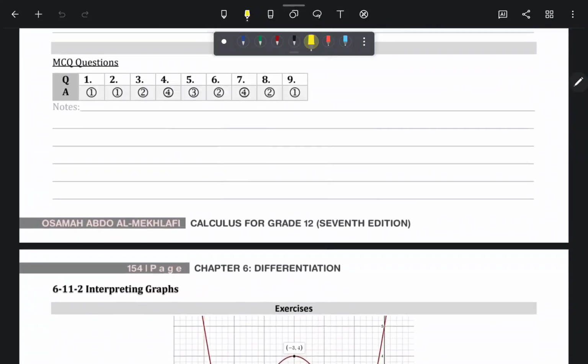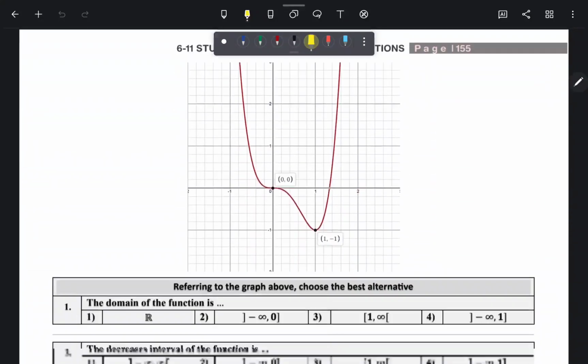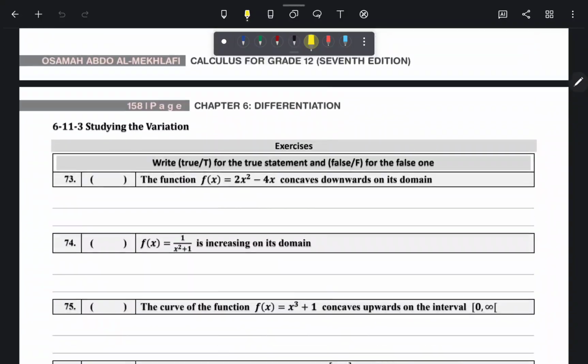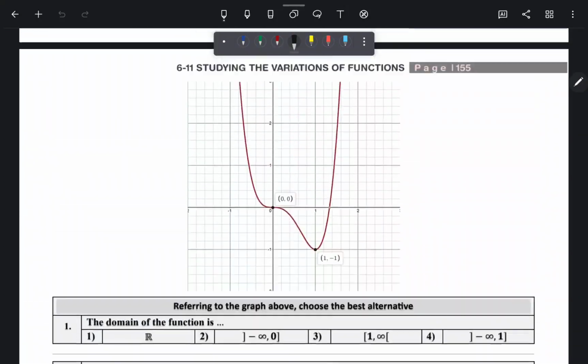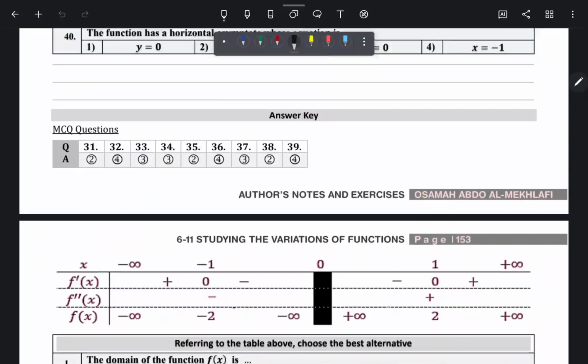Now let's see. Look at this. The first thing we need to understand is what are the components of this table.